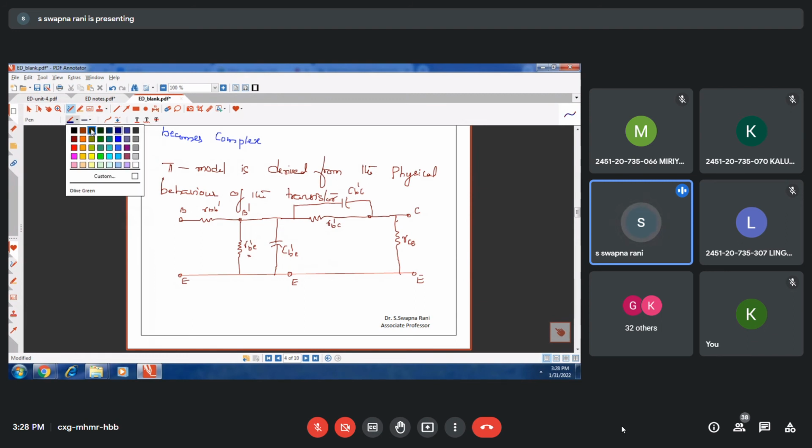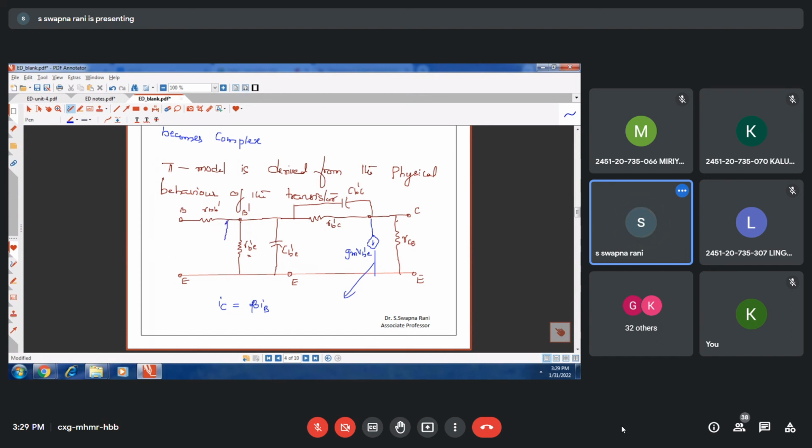Here we are going to add a dependent source. This is called GM into VB dash E. So this source is to indicate that whatever the collector current is, it is beta IB, right? So this source represents that for a small variation in the input voltage. VB dash E is the base emitter voltage, which is the input junction voltage.